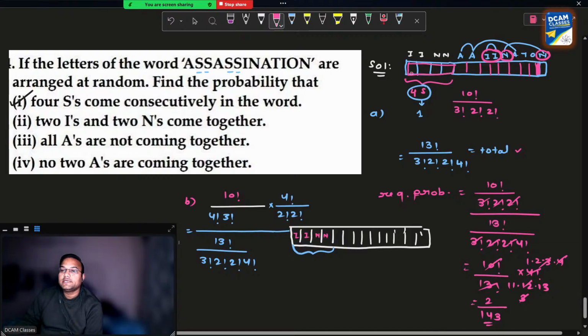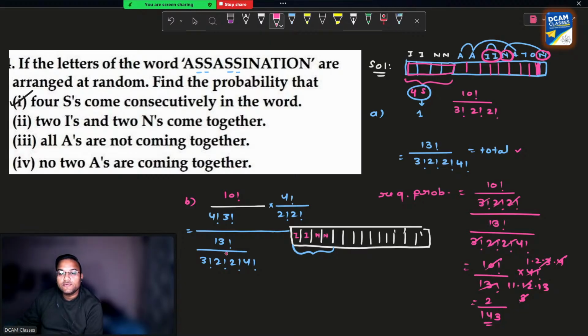First, I took the cases 2i and 2n are together, and the total arrangements I have found 10 factorial, 4 factorial into 3 factorial. Now, these 2i and 2n, they can rearrange themselves inside in 4 factorial by 2 factorial into 2 factorial ways, because 2i's are there, 2n's are there. This will become my favorable event in which total cases will be formed. Now divide by total cases when we have not taken I and n together. This was this one. So your answer will be when you divide and solve this one.